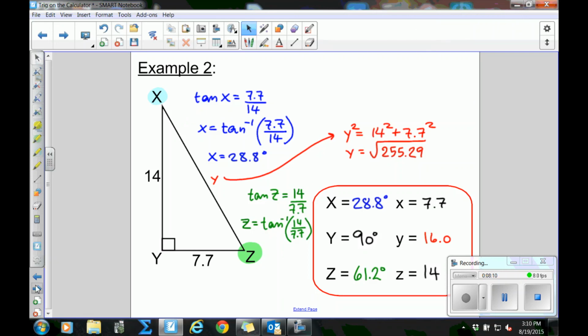So we'll continue to solve right triangles with applications, but the nice thing about applications is that we're usually only asked to find one of the missing pieces. We don't have to find all of the missing pieces.